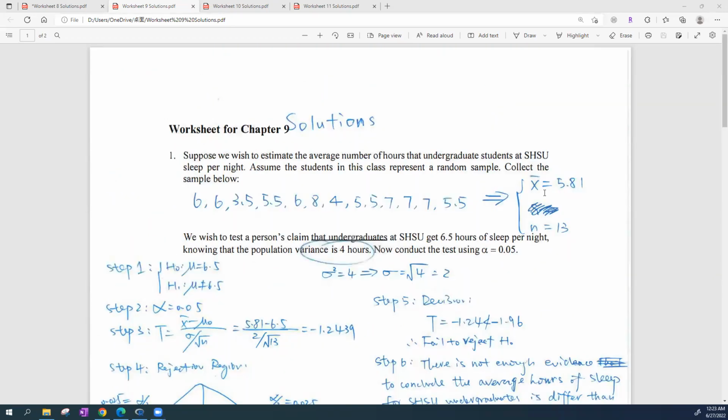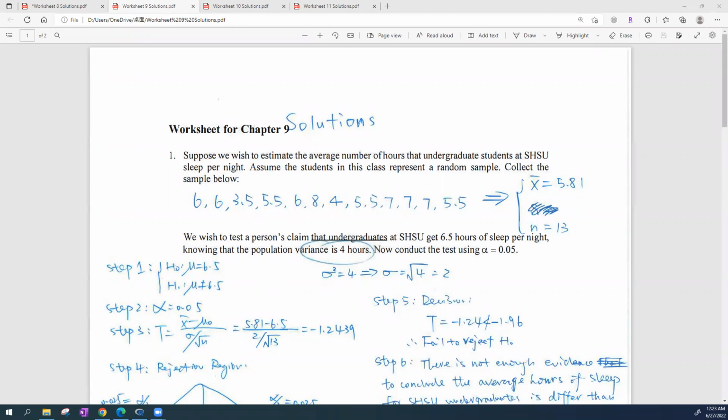Number 1, suppose we wish to estimate the average number of hours that undergraduate students at SHSU sleep per night, and assume the students in this class represent a random sample. Collect the sample below. So the sample we have are 6, 6, 3.5, 5.5, and then 2, 5.5.